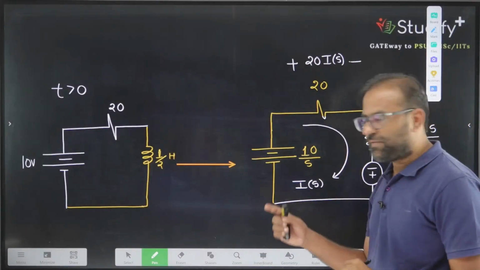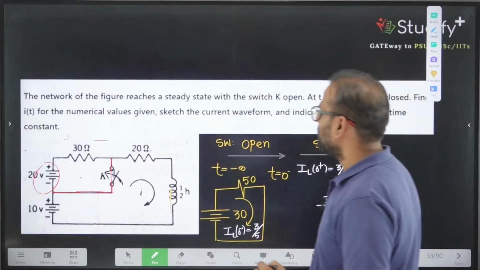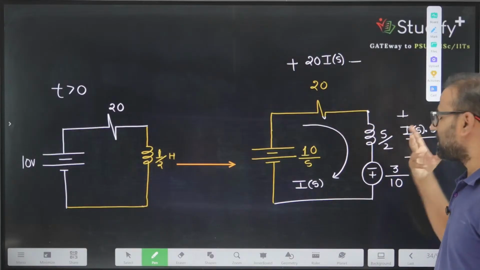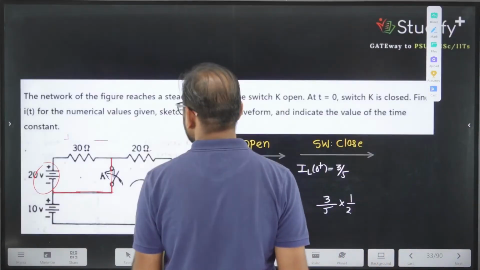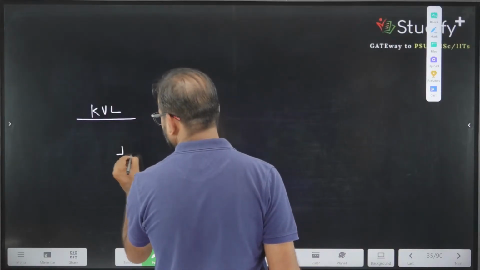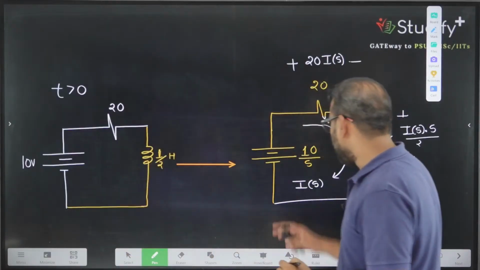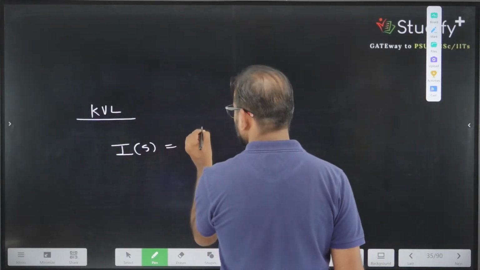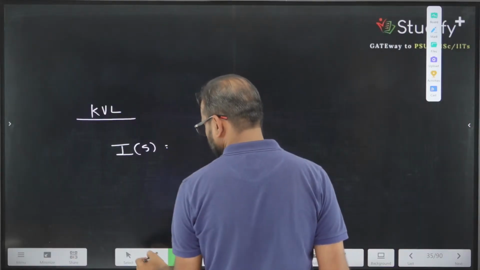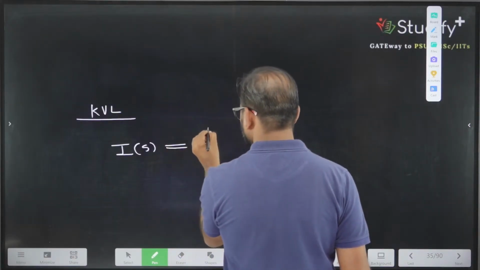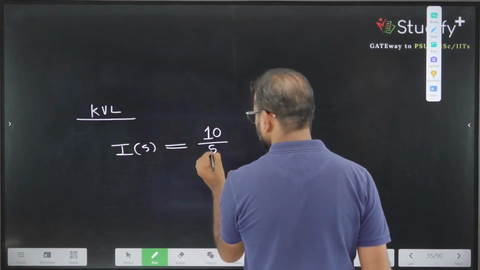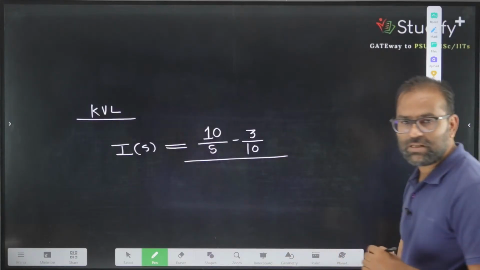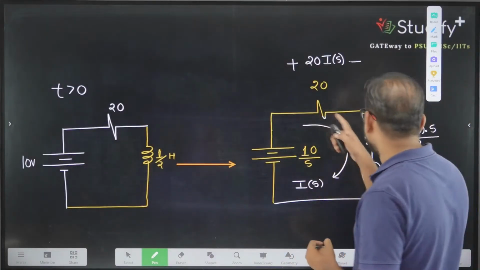We know the potential across every component, so you can directly write the current as the potential difference divided by resistance. And what is the potential difference? The higher potential is 10 by S and the lower potential is minus 3 by 10. So we can say the current is 10 by S minus 3 by 10, divided by 20 plus S by 2.